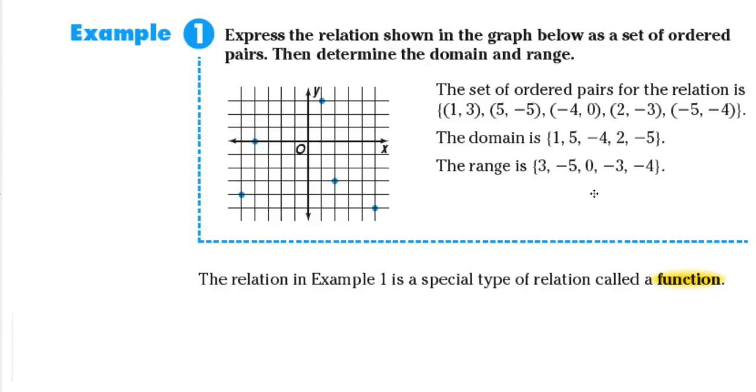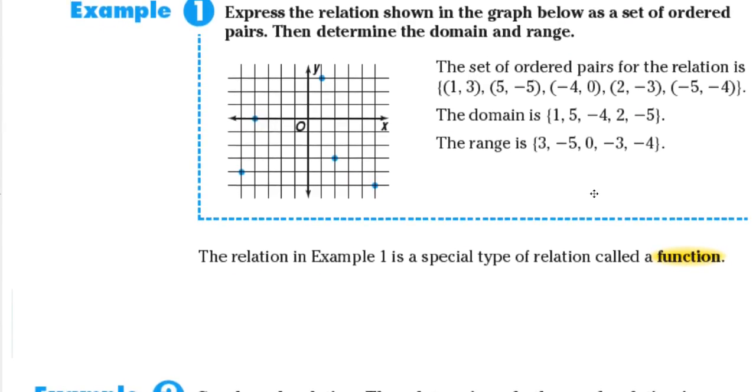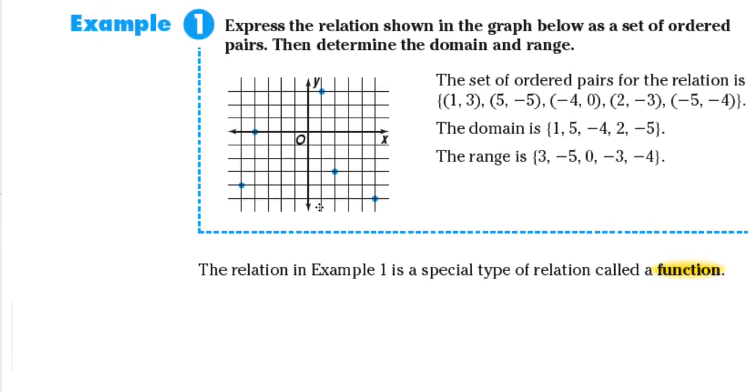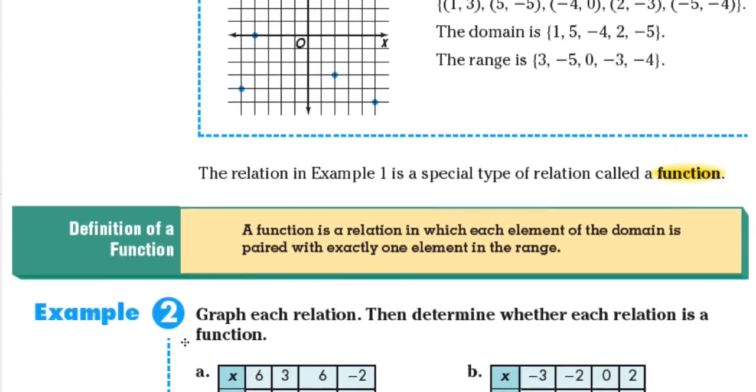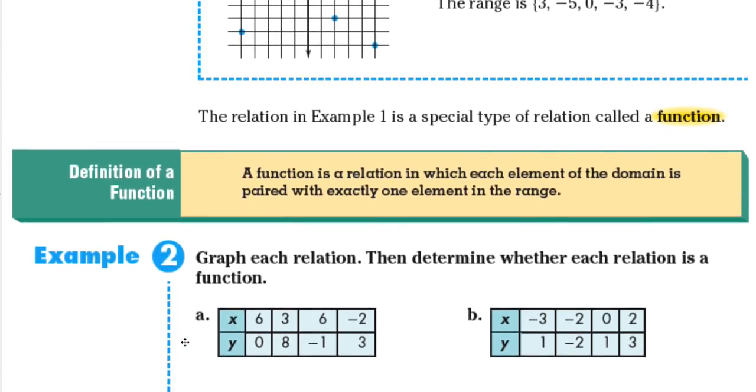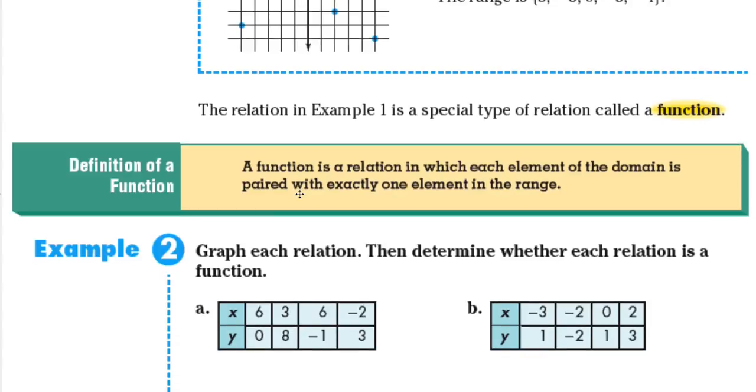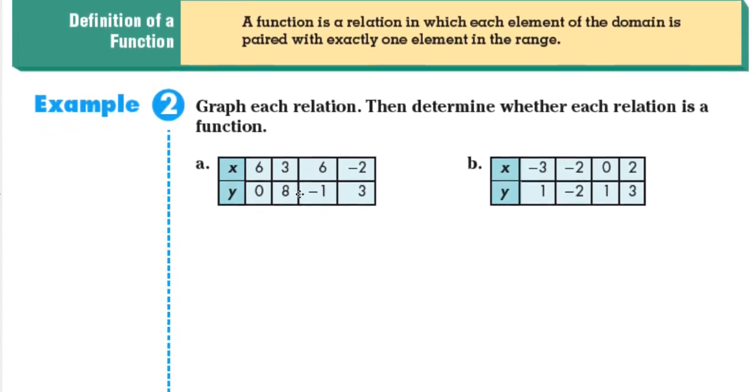Now let's talk about a relation being a function. This type of relation, the one in example 1, is called a function. And let's define what a function is. A function is a relation in which each element of the domain is paired with exactly one element in the range. So write this down in your notebook and memorize this. A function is a relation in which each element of the domain is paired with exactly one element in the range.